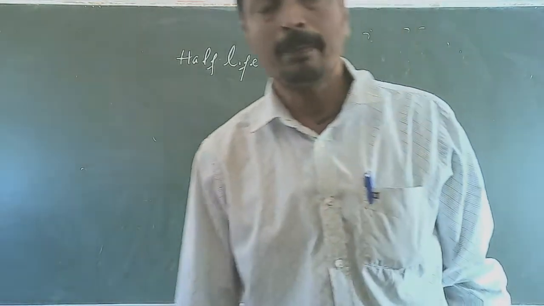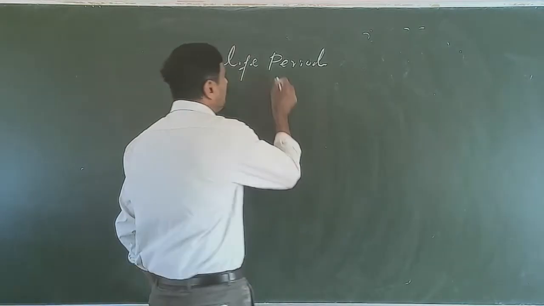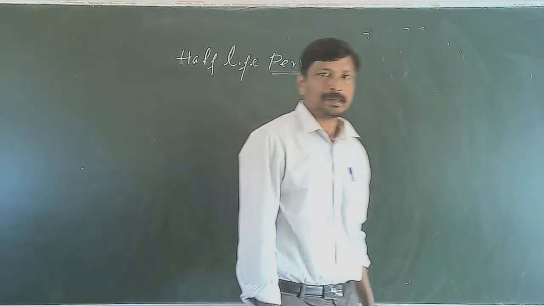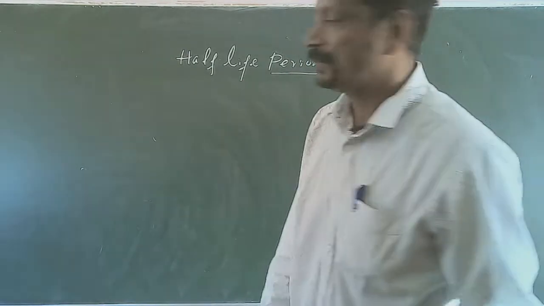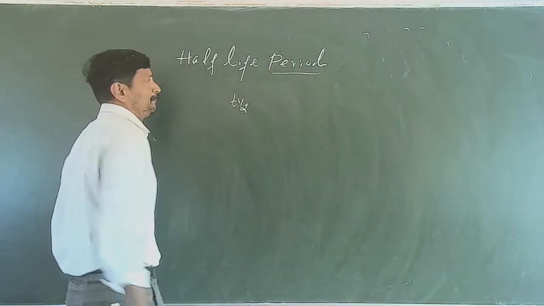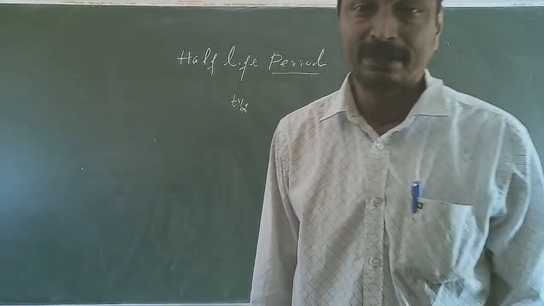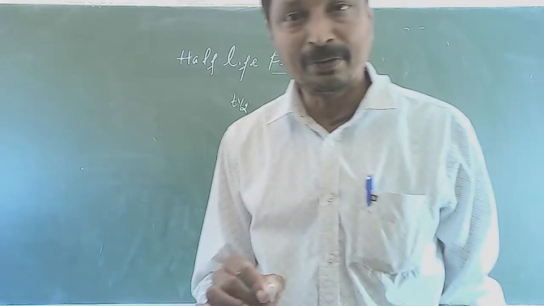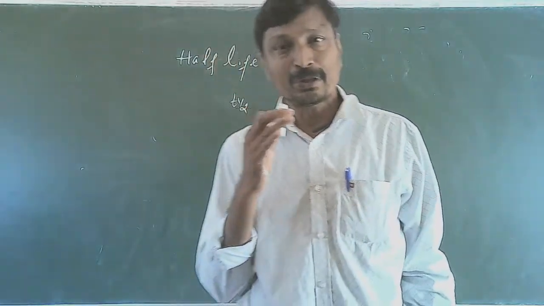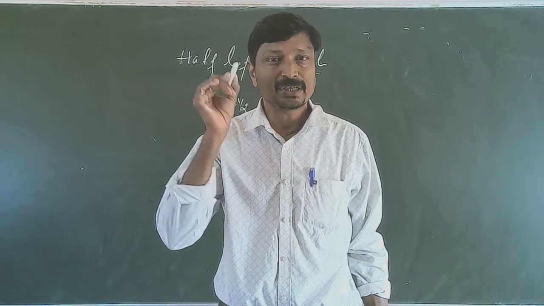Next is half-life period, half-life of a reaction. Period means time. So what time is it? It is represented by t half. What is the time? The time required. The textbook says half-life period is the time in which the concentration of the reactant is reduced to half of its initial concentration.